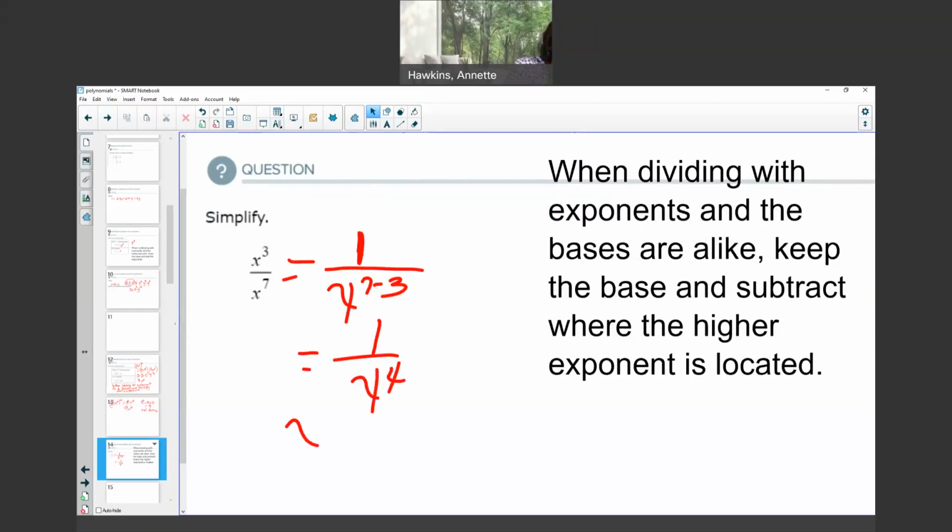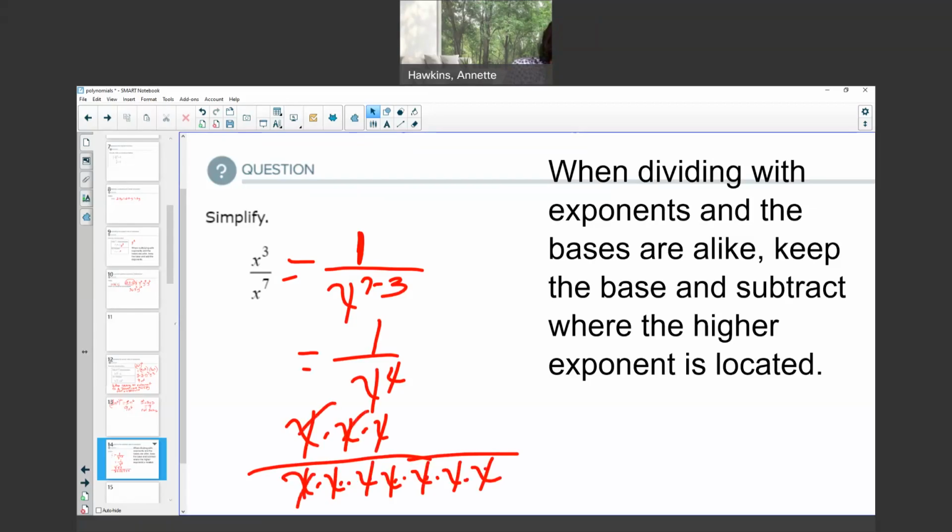Now let's look at the long way. The long way is to write out all these x's. So 1, 2, 3, 4, 5, 6, 7. This and this cancel, this and this cancel, this and this cancel. Now, when everything cancels with multiplication, it's a 1 up here. And then 1, 2, 3, 4. X to the 4th.